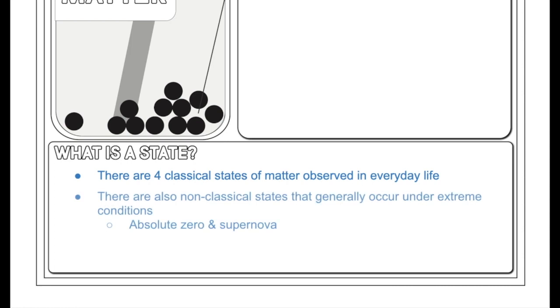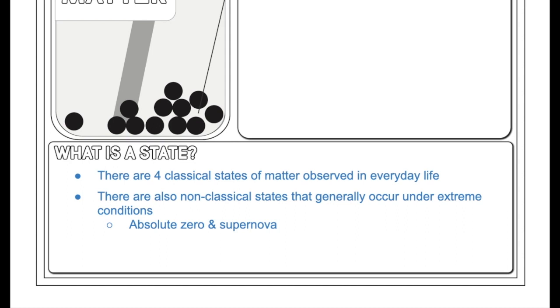But there are also some non-classical states that generally occur under extreme conditions. These extreme conditions are generally either very low energy or very, very high energy. The very, very low energy would be at absolute zero, which is 0 Kelvin. It is a theoretical number. Scientists have gotten really, really close to observing absolute zero, but we haven't actually observed it.